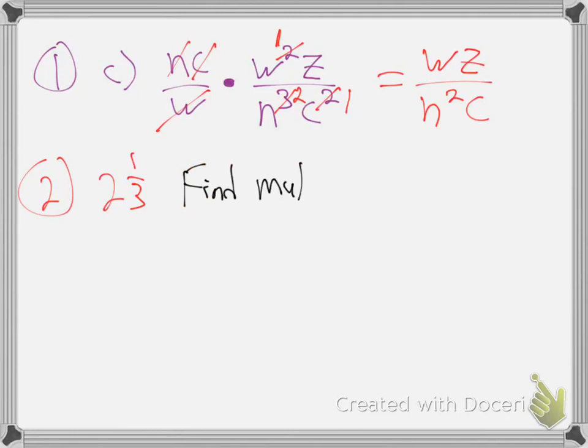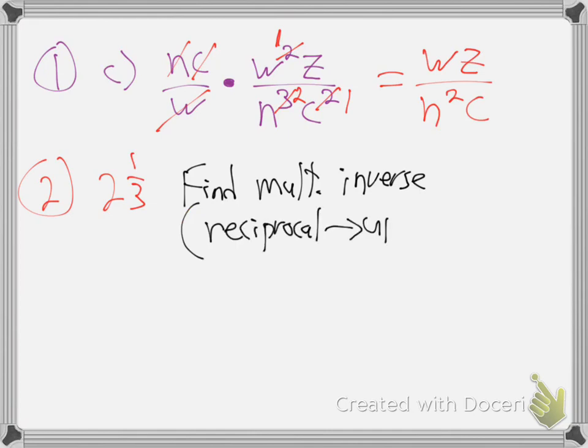Find multiplicative inverse. Now, what is the multiplicative inverse of a number? It's the reciprocal. In other words, upside down.